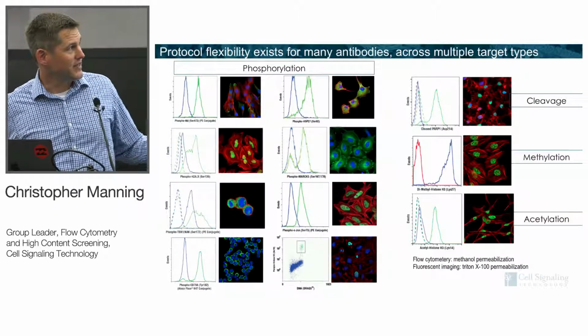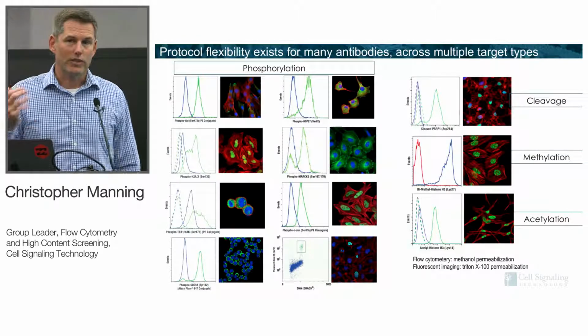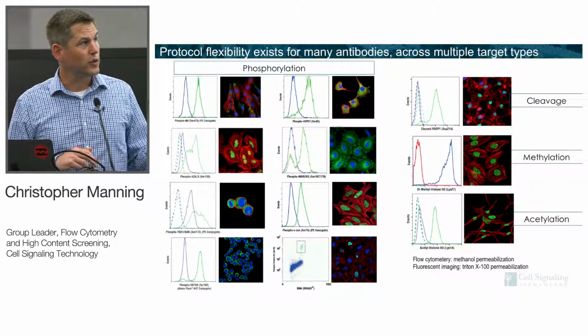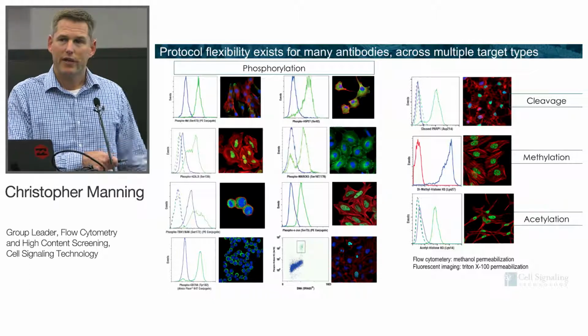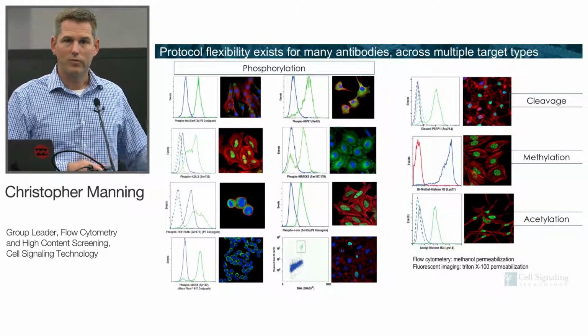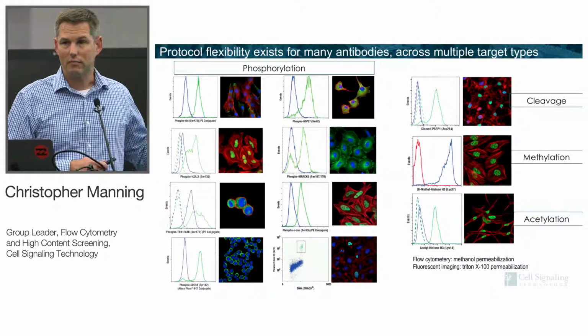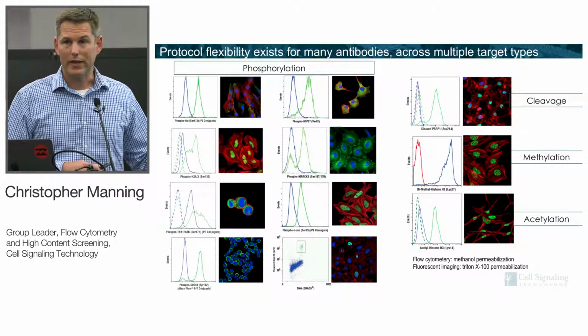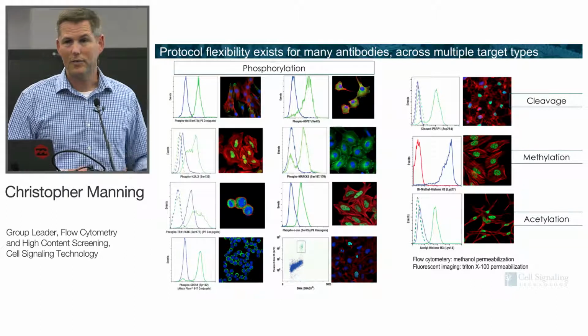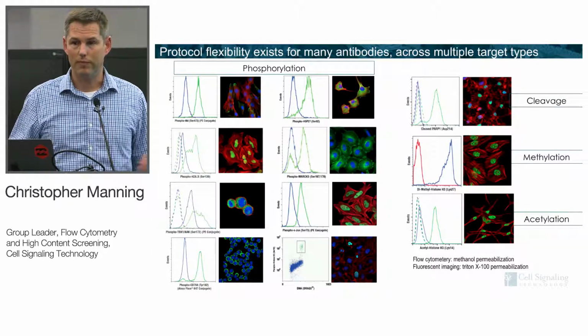To show more data, just emphasizing this isn't just phosphorylation, this is other modification types as well. So protein cleavage, protein methylation, protein acetylation. The data I'm showing here, all of the flow data we acquired with formaldehyde fixed cells, methanol permeabilization. All of the immunofluorescence images, formaldehyde fixation with Triton permeabilization. And the antibody performs equally well in both.